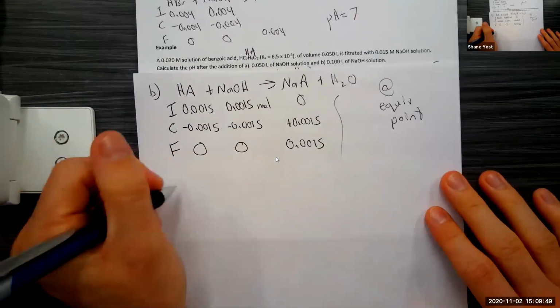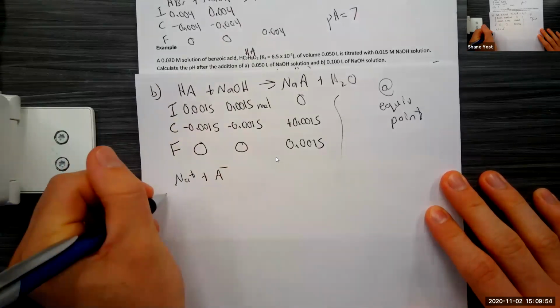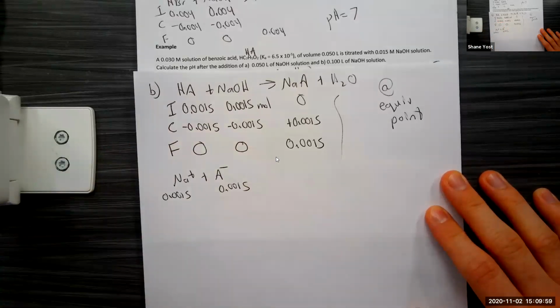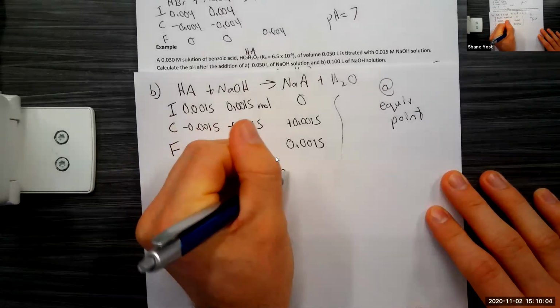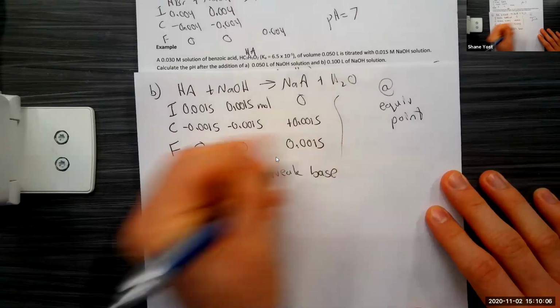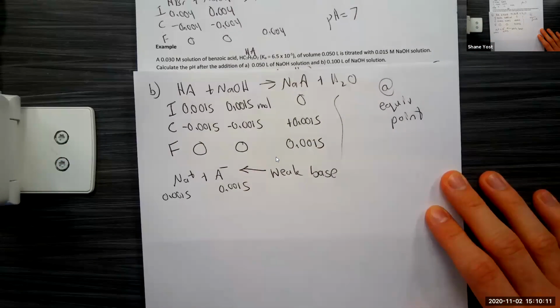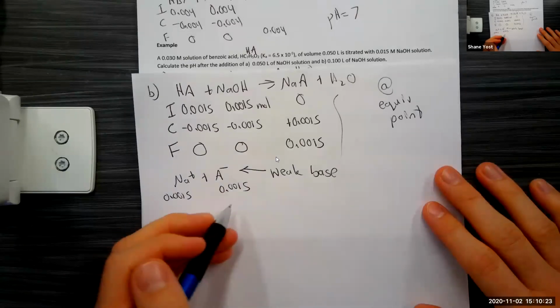What's left in solution is Na plus and A minus, and I have 0.0015 moles of each of these. A minus here is our conjugate base, which is a weak base. The conjugate base of a weak acid is a weak base itself. And so in this solution, the only thing that's left to determine the pH is the weak base. So to get the pH of the solution, I've got to find the pH of a weak base.